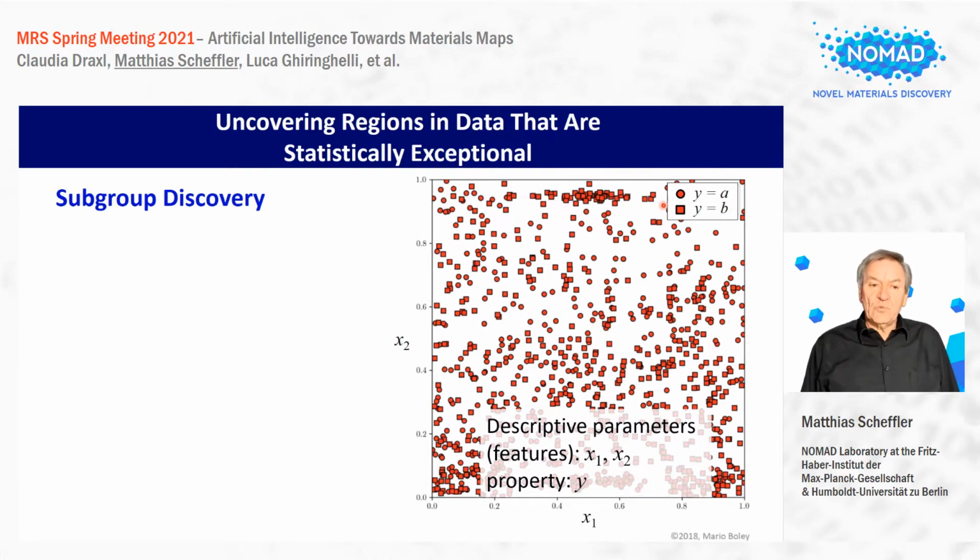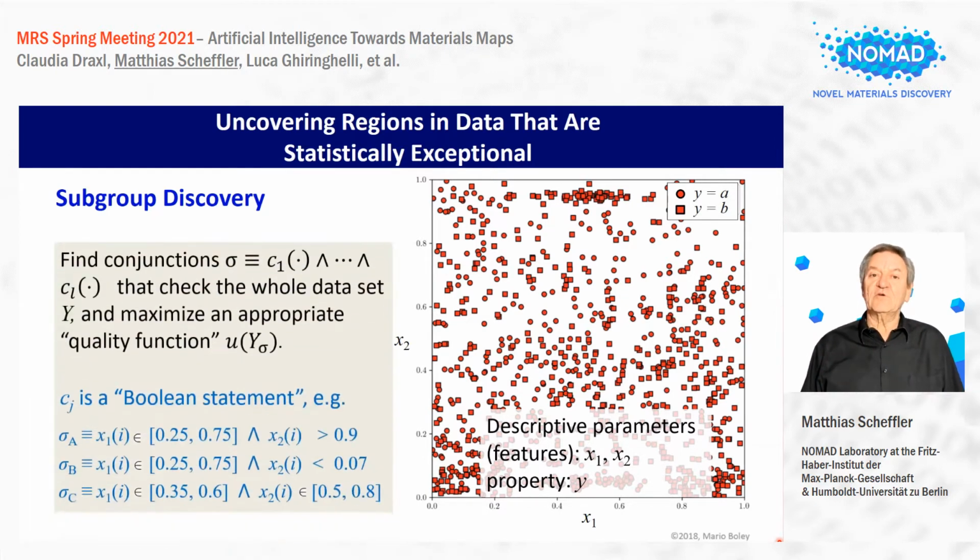Here is a region where we have only squares. Obviously, we want such identification to be achieved automatically. Let me emphasize that this pattern is only visible if we plot the data as a function of these descriptors x1 and x2. If we would use other descriptors, this structure may not show up. Thus, we also need the coordinates, that is the descriptors, to be found automatically. This is what subgroup discovery is doing, finding the coordinates and finding the patterns.